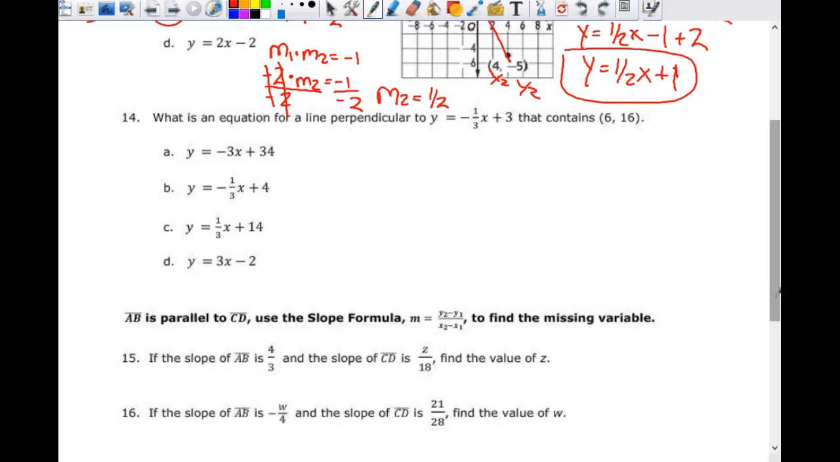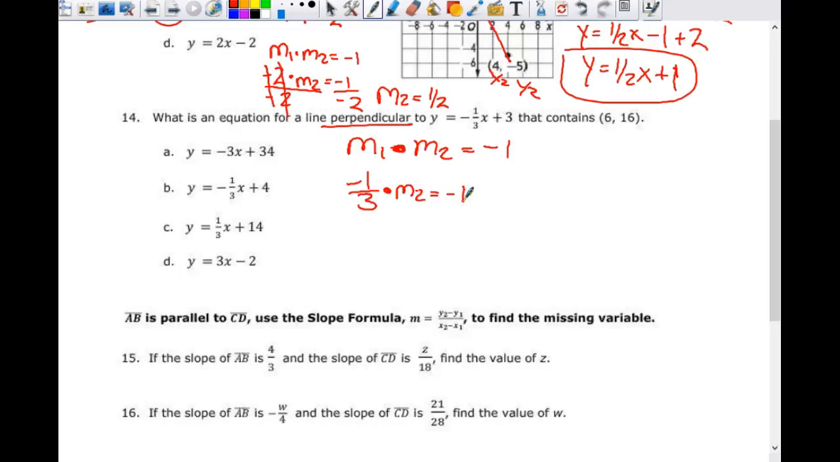the equation for a line perpendicular to y equals negative 1/3 x plus 3 and contains 6, 16? So we need to figure out the slope for it to be perpendicular, just like before. It's perpendicular, so we know m1 times m2 is equal to negative 1. Do we know what our m1 is, in our first equation? Negative 1/3 times. Do we know what our m2 is? So we're just going to leave it as m2 is equal to negative 1.